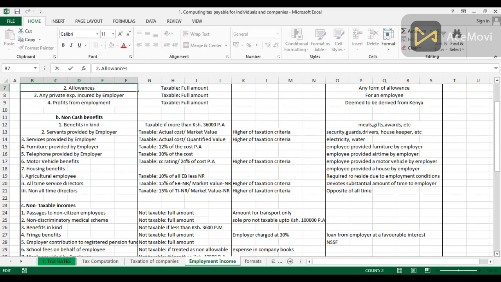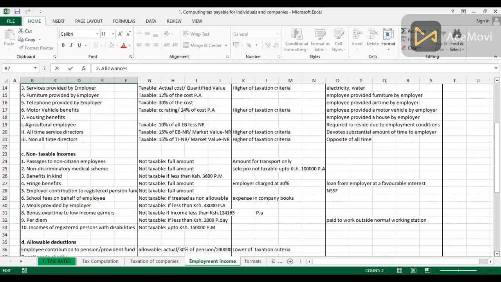Then we have the non-taxable income, e.g. passages to non-citizens, non-discriminatory medical scheme, benefits in kind less than 36,000 per annum, fringe benefits. A fringe benefit is a loan given to an employee at a favorable interest. School fees: if the school fees is treated as an unallowable expense in the company books, it will be non-taxable income. Also meals, if the meals are below 48,000 per annum. Also bonus, overtime and retirement benefits to low income earners.